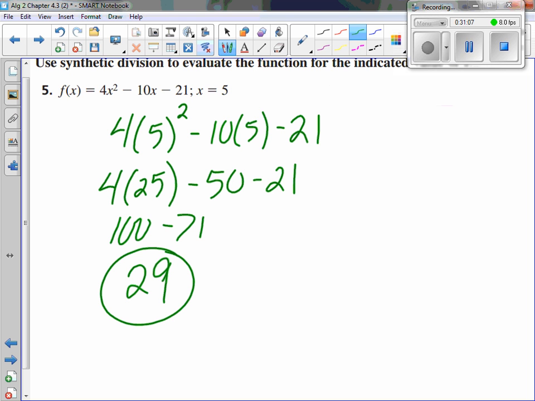And 100 minus 71 would be positive 29. And what did we get with synthetic division? We got positive 29, yes? It will do the same thing. It will give you the same answer.